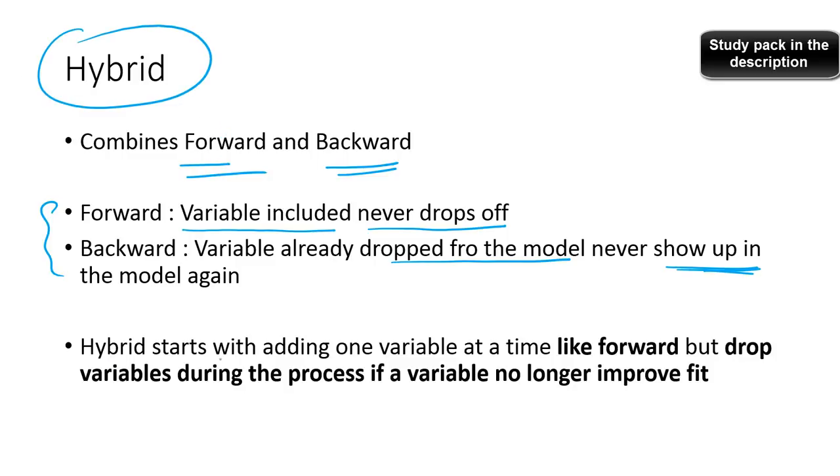So hybrid starts with adding one variable at a time like forward, but drops variables during the process. And if a variable gets dropped, it never shows up again. So it combines the features, or the qualities, of both forward and backward.